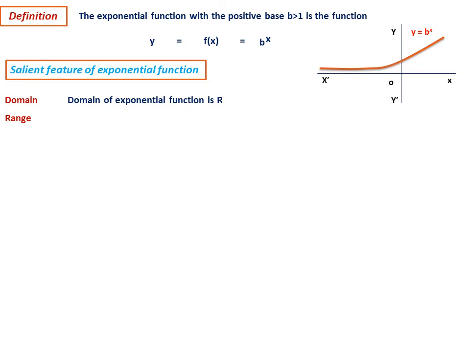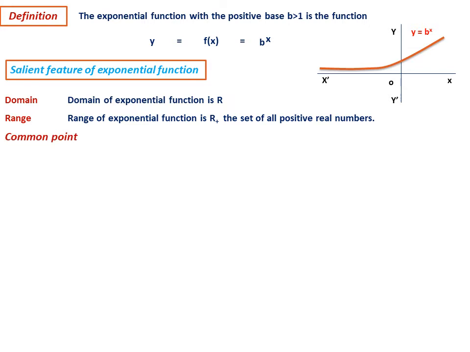What is the range of this function? From the graph it is very clear. The range of the exponential function is R plus; even it cannot be 0. So it is R plus, the set of all positive real numbers. That is, when x is a very large negative quantity, the curve almost approaches the x-axis. It will never touch the x-axis, but it approaches the x-axis. Therefore, its range is R plus.